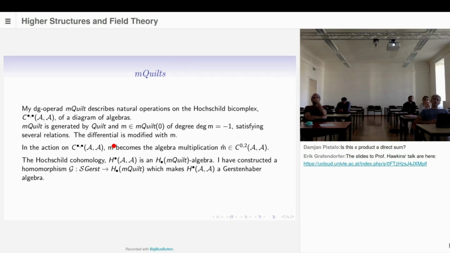So one of my objectives in this project was to understand if and how the Hochschild cohomology in this generalized setting was a Gerstenhaber algebra, and I was able to do this by explicitly constructing a homomorphism from the Gerstenhaber operad to the homology of M-Quilt, basically just mapping the generators to appropriate things and showing that they satisfy relations up to homotopy. So this S here is just a degree shift. Okay, any questions there?